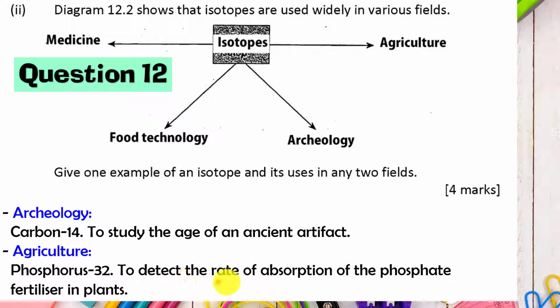So they want to detect the rate of absorption of the phosphate fertilizer in the plants. Okay, check about the plant fertilizer. They use phosphorus 32. So for agrology, we use carbon 14. So you just memorize some of the names of the isotopes for certain fields. After that, you can give the explanation of how they function. Okay, so from here, there are 4 marks for any 2 of the fields. Okay, mention the name and give the example.